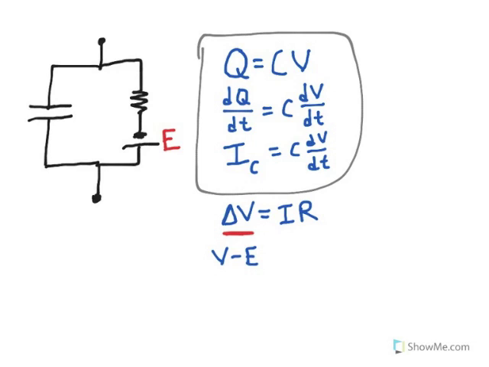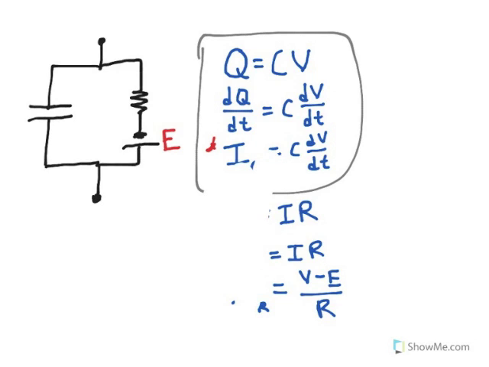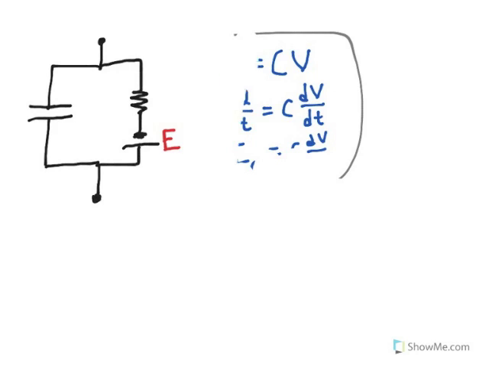So V minus E equals IR. So the current running across the resistor, which I will denote as I sub R, is equal to V minus E over R. Okay, so this is the second result. So we've solved for the current across the capacitor and the current across the resistor. And in the last part of this video, I will combine these two to look at the overall dynamics of this circuit. Just erase this quickly.